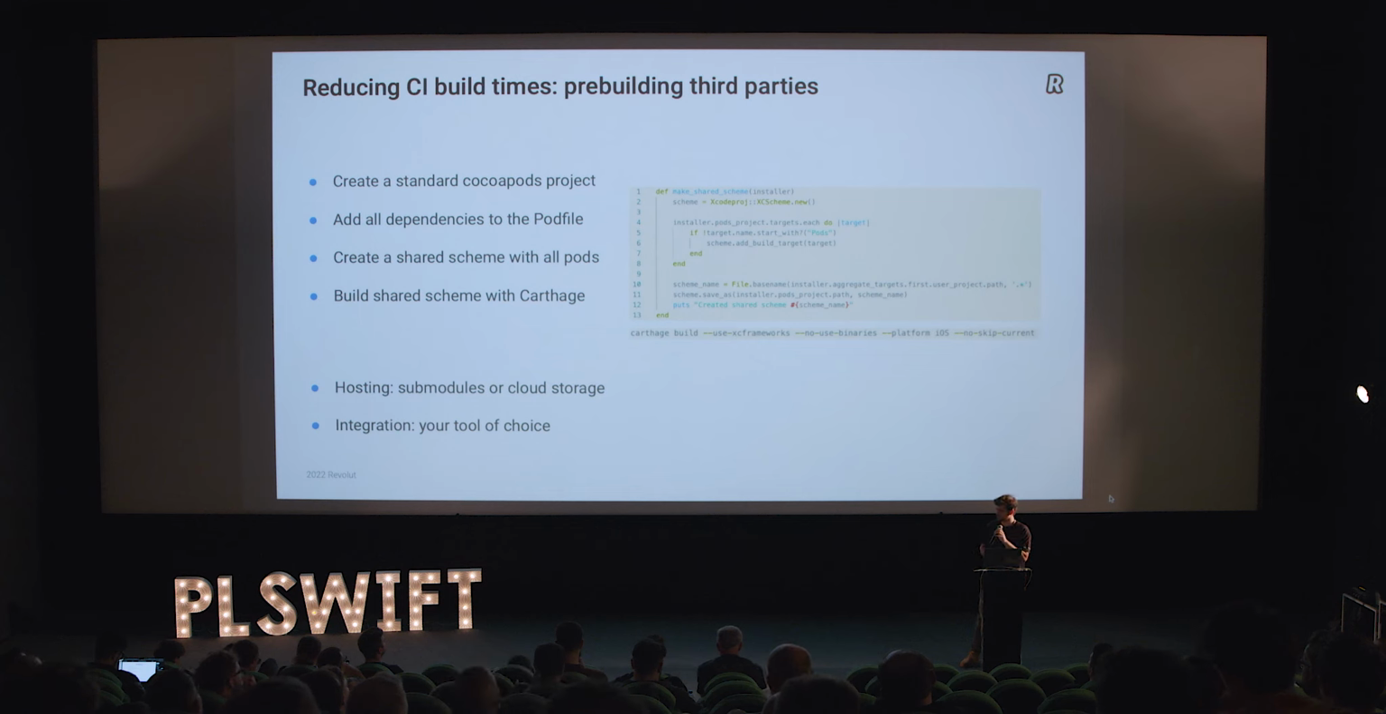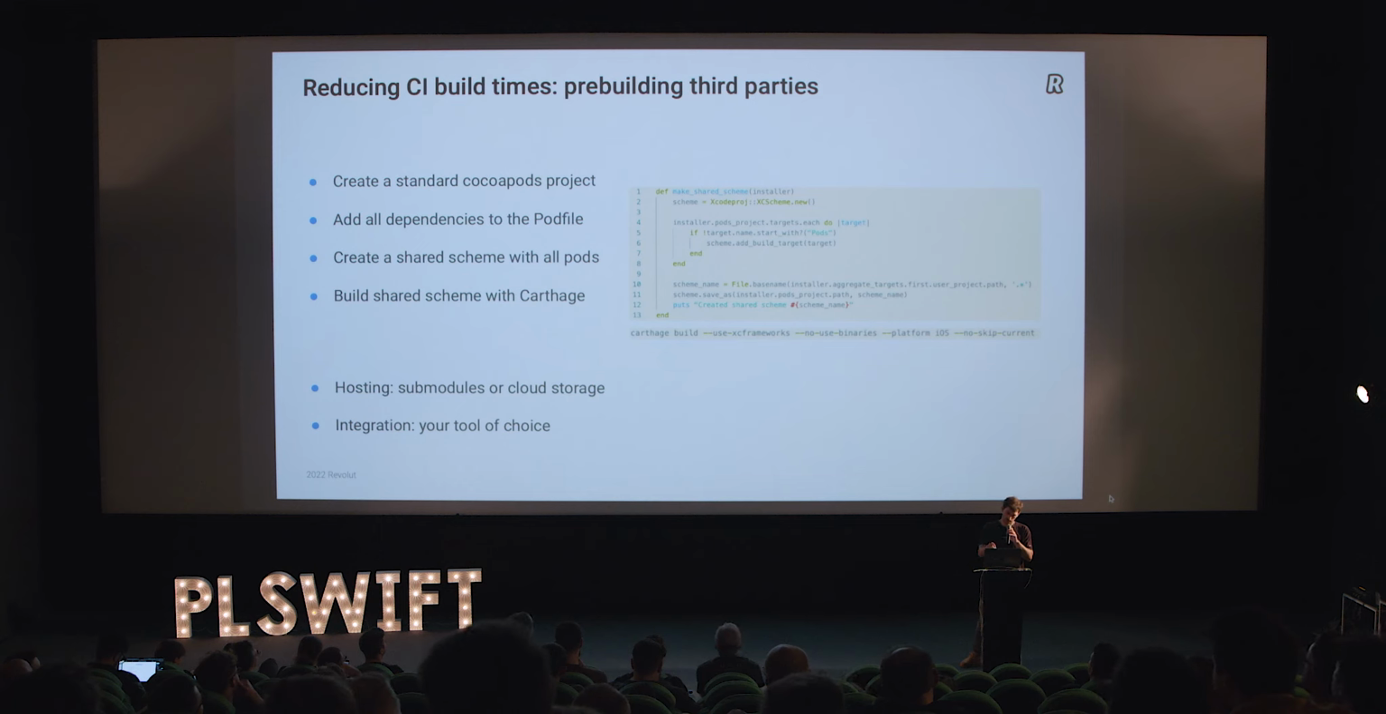So how do you do it? I'll show you a way. You can combine CocoaPods and Carthage to get binaries from your pods. The idea is rather simple. You create a standard CocoaPods project. You add all your dependencies to the Podfile. And the trick is here: you create a shared scheme with all your pods. The shared scheme creation is what you see on the right.